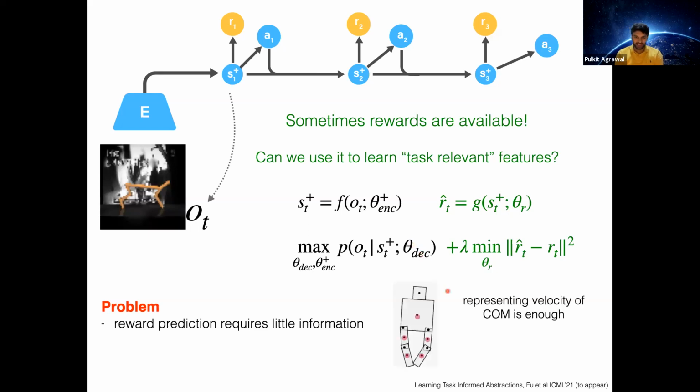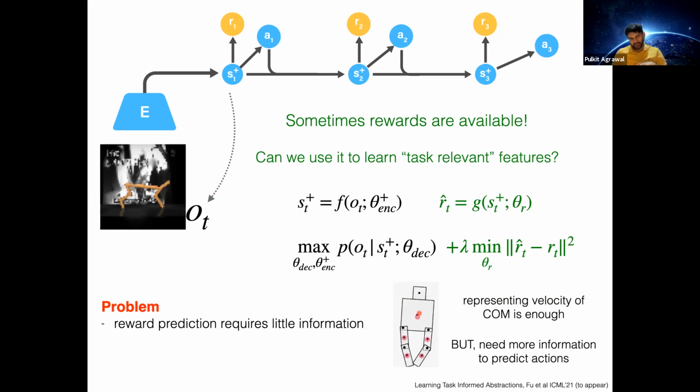For example, suppose I have this agent, and I want it to walk to the right. Then just representing the velocity of the center of mass is enough to predict the reward. So I just need to capture the velocity of the center of mass. I don't really need to capture any of the joints. But if I need to act, I need more information. I need to know the pose of this humanoid to say what commands the humanoid needs to execute next.